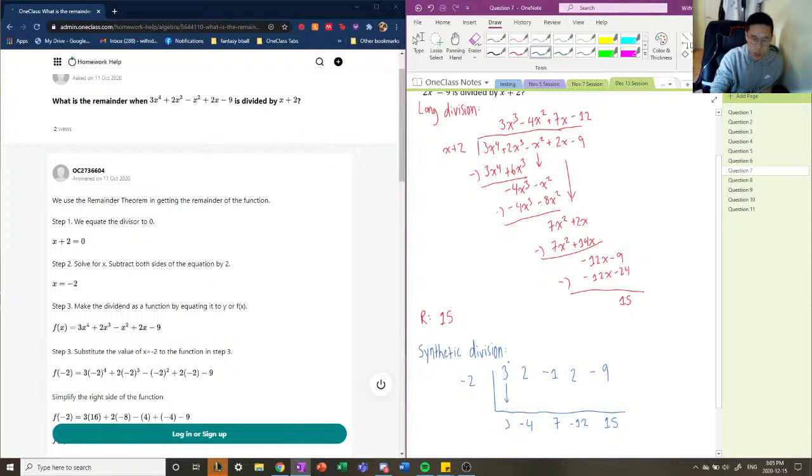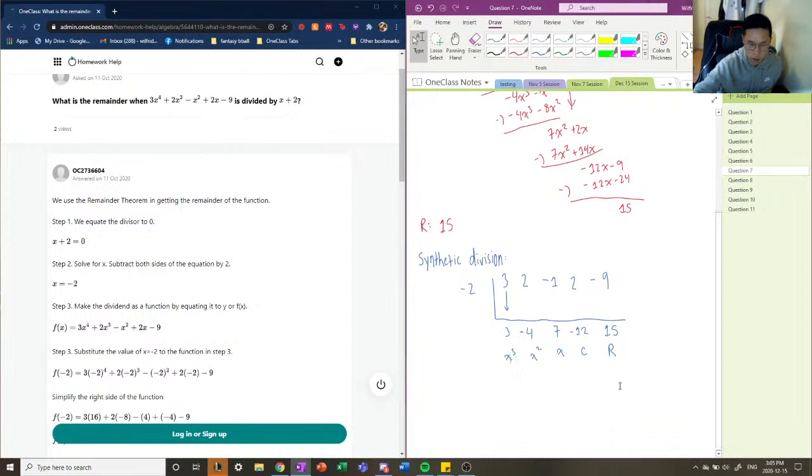Okay, so as I said, this corresponds to x to the power 4. The quotient is going to correspond to a degree lower than that. So it's going to be x cubed, x squared, x, and the constant coefficient. And this last number is going to be our remainder. So our remainder here is also going to be 15. Cool.